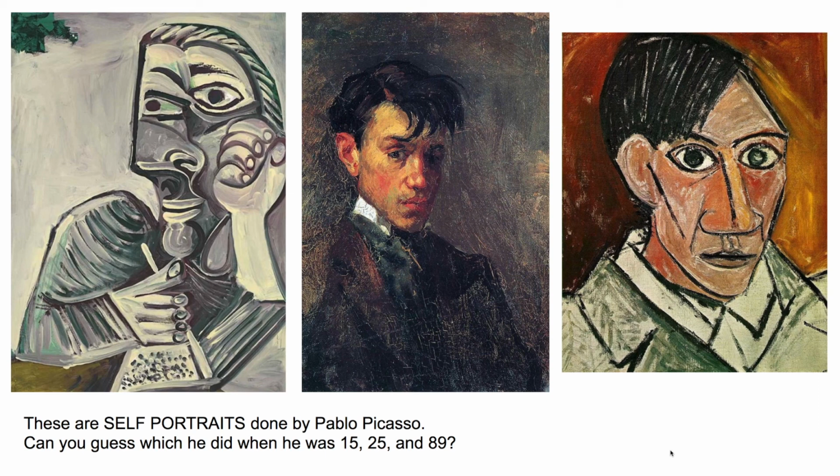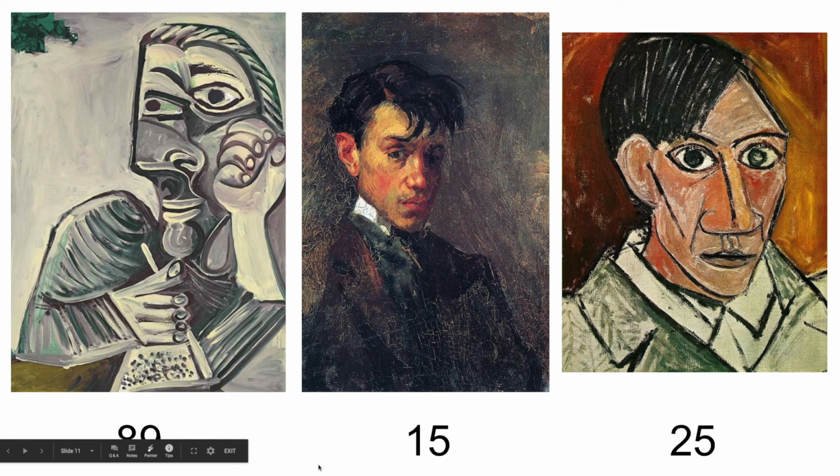One of these paintings he painted when he was 25. Which one might be the 25-year-old one? And one of these paintings he painted of himself when he was 89. Which one would that be? Okay, I want you all to guess. Make your guess right now, and then we'll show the answers and talk about it. Okay, here we are.